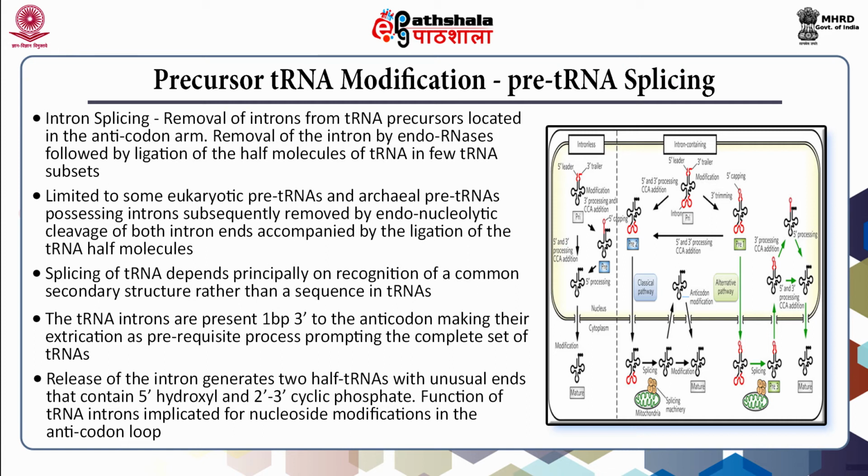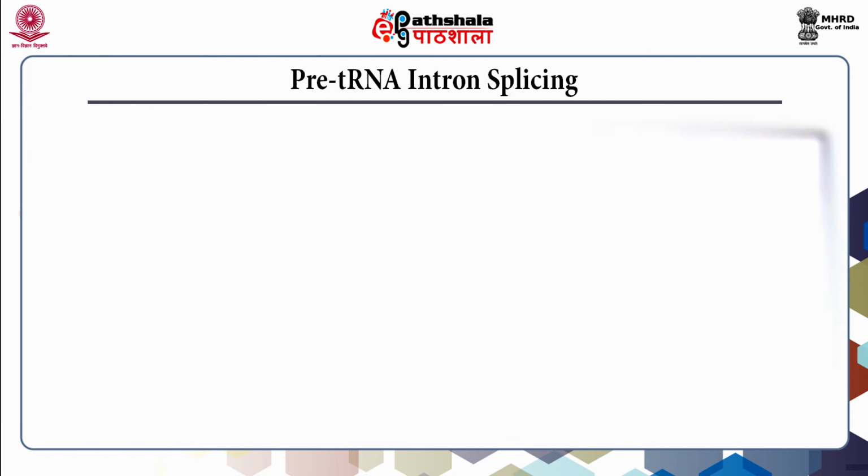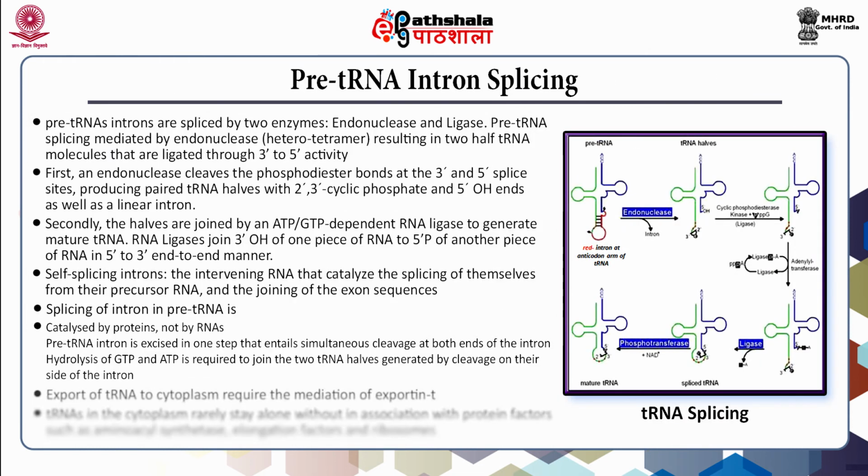The tRNA introns are consistently present 1 base 3' to the anticodon, making the excision of introns by tRNA splicing a requisite process, so as to prompt a complete set of tRNAs meant for decoding. The function of tRNA introns is implicated for nucleoside modifications in the anticodon loop. The pre-tRNA splicing reaction is mediated by an endonuclease, that is a heterotetramer that results in 2 tRNA half molecules after removal of introns, which are then ligated by the 3' to 5' activity.